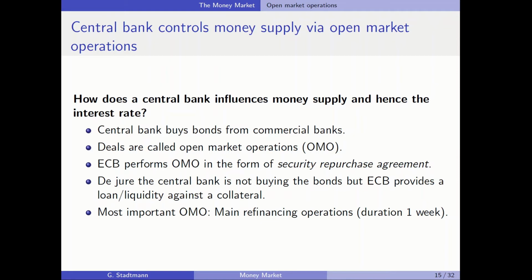So the risk that the value of the bonds decreases is still on the side of the commercial banks, because these kinds of operations only have a duration of 1 week. The ECB is able to steer the amount of liquidity circulating in the commercial banking sector in a timely manner. So every week the ECB can change the amount of liquidity in the commercial banking sector.